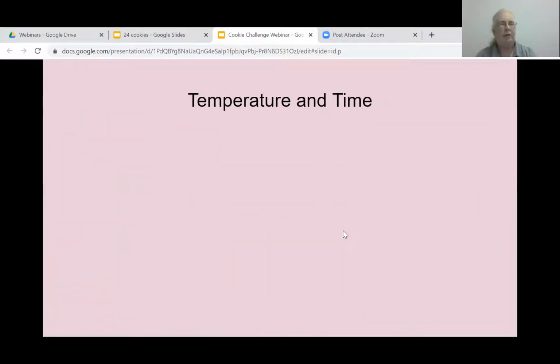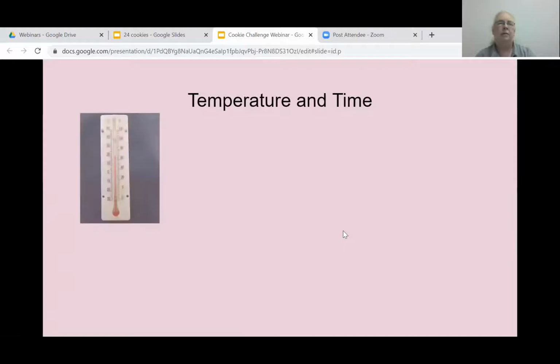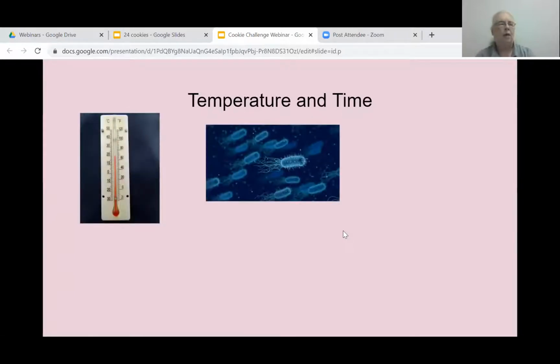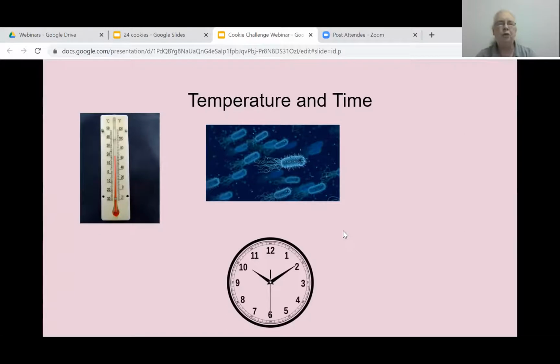Some other factors that you need today: temperature. And why is temperature important? We've got to remember that bacteria is in eggs, so you have to cook them well. But you also have to remember that sugar burns at 356. That's why she will use 350. So sugar will burn at 356 degrees Fahrenheit.